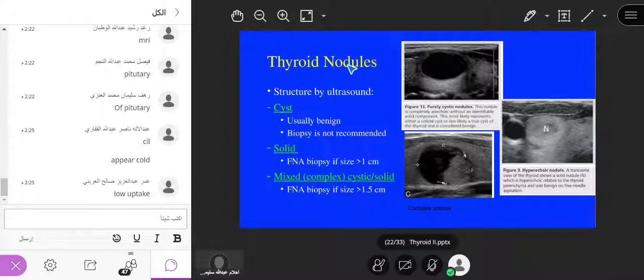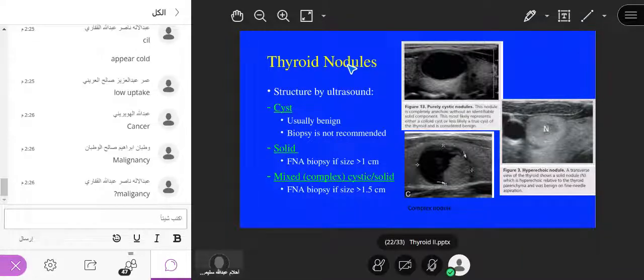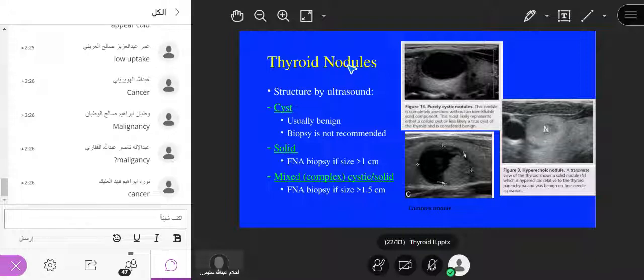The reason we do biopsies for thyroid nodule is to exclude what? If I see a lump in the body, I go and do biopsy. Malignancy. We need to rule out thyroid cancer. So cyst is usually benign, so assuring the patient we don't need to biopsy this. Everything that is going to come out will be fluid and colloid.